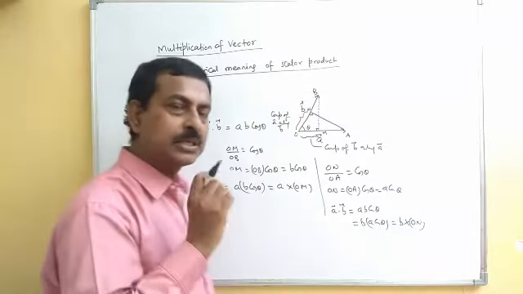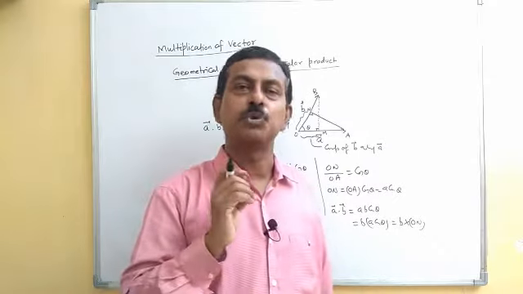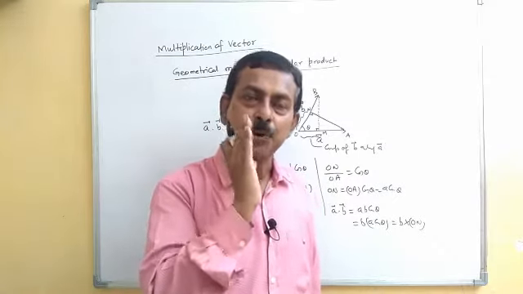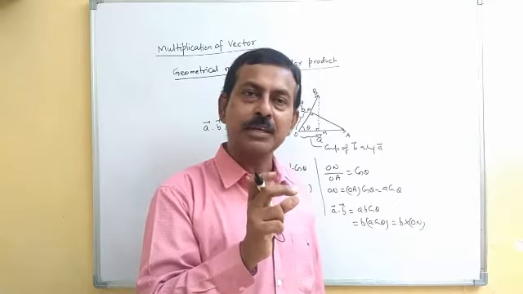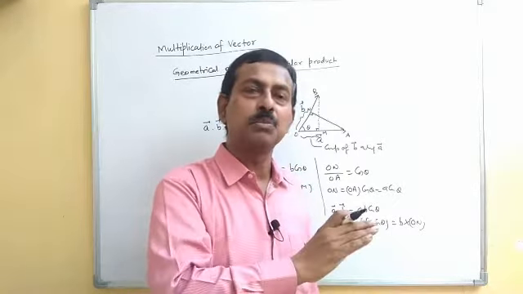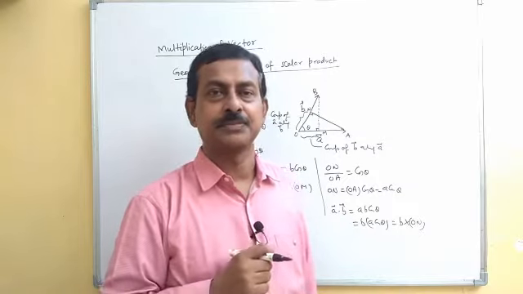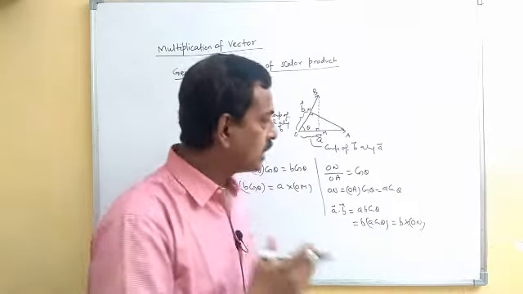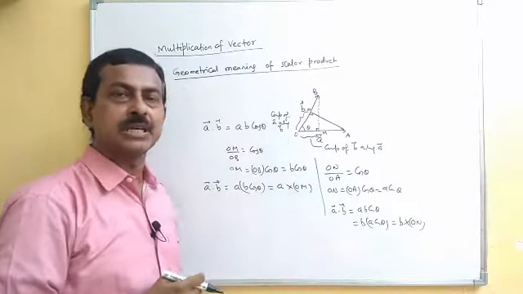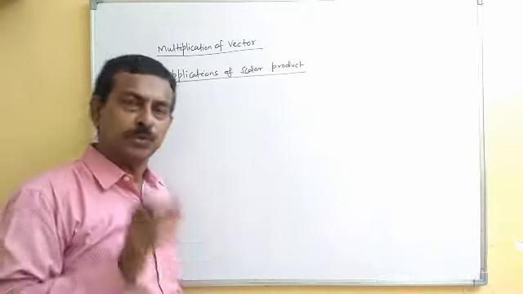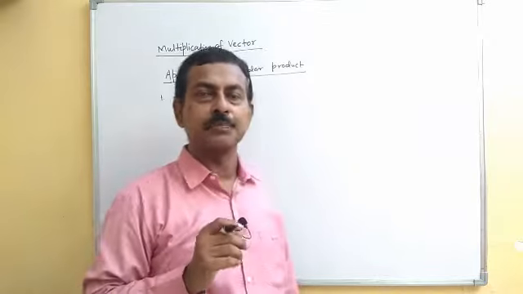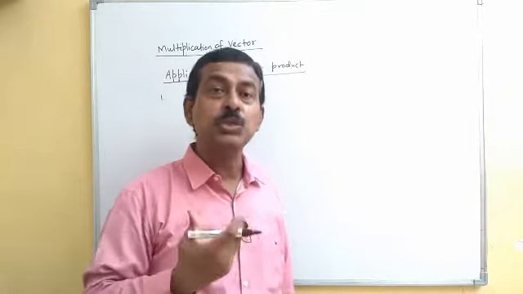So the geometrical meaning of a scalar product of two vectors is that it is the product of the magnitude of one vector and the component of the other vector in its direction. So this is the geometrical meaning of a scalar product. Now let's take applications of a scalar product. We have taken a scalar product of two vectors, but what are the practical uses of that?